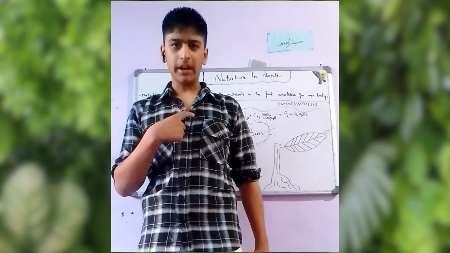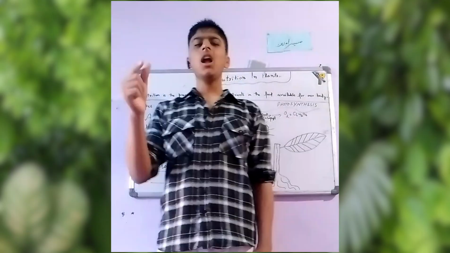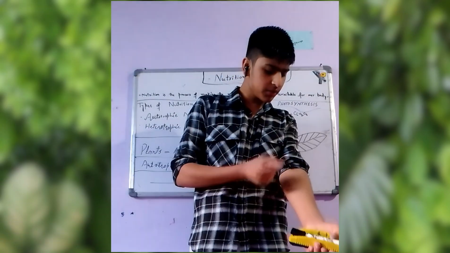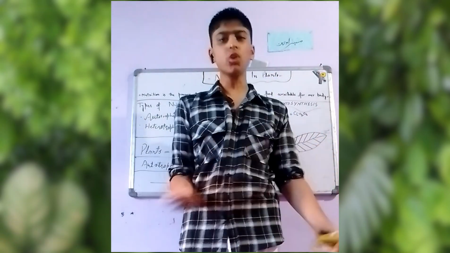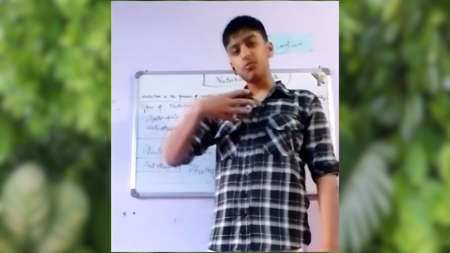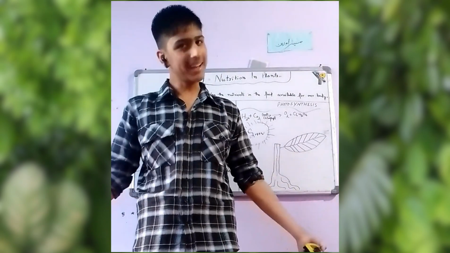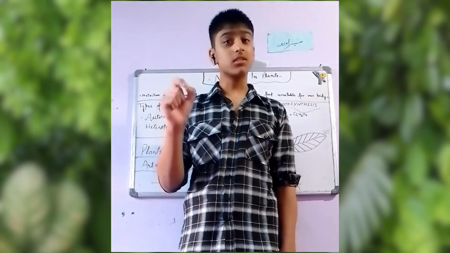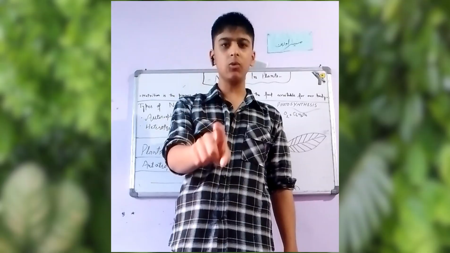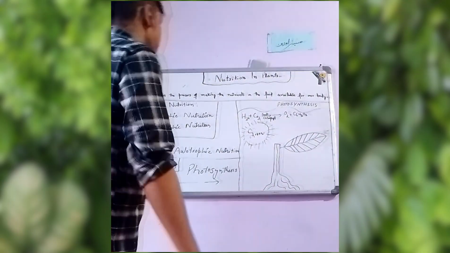Like in our body, we have the complex form of food, such as an apple or rice, that we eat. Our cells can't use it directly. We have the digestive system, which digests the food and converts it into a simpler form, which then reaches our cells and provides energy to us. Similarly, plants also have nutrition, but they don't have hands, they don't have a mouth, they don't have a digestive system. So how they prepare their food, we will learn about it.